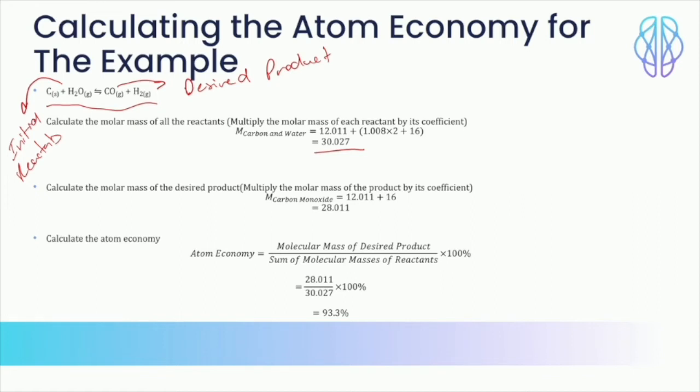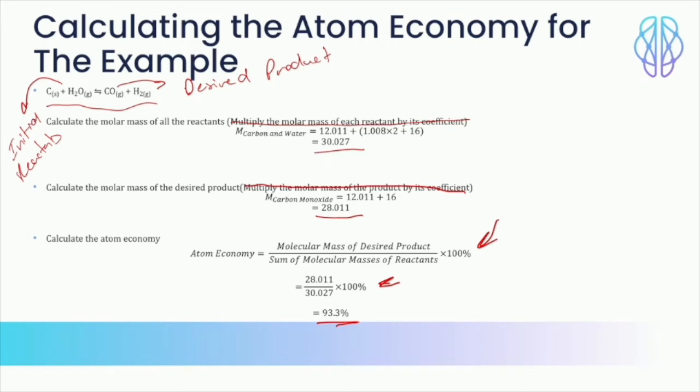Similarly, calculate the mass of the desired product, which is carbon monoxide. I just want you to ignore this here for now, because that's just a blanket statement and it'll become a bit more apparent in the next slide. So calculate the molecular mass for carbon monoxide. It's 12.011 plus 16, so you get 28.011. Write out your formula, plug in the numbers, and you should get 93.3%.